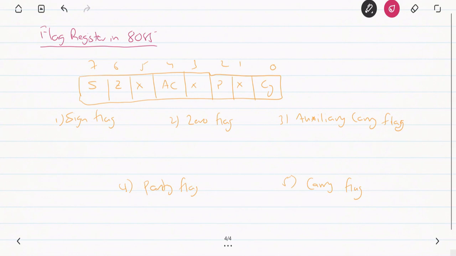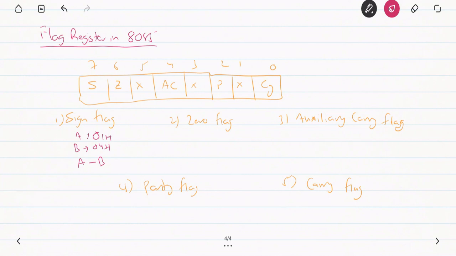Let's go to our sign flag here. Let's say we are subtracting two different numbers. The first number is 01H and the second number is 04H. Now if we subtract these two numbers, the result is definitely negative.